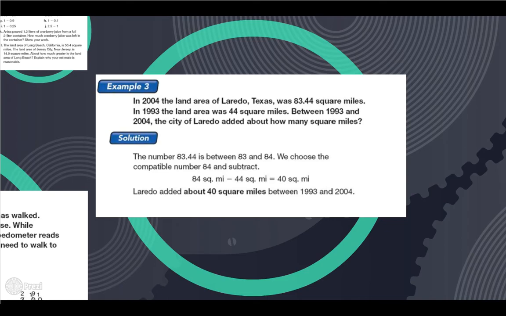Instead of doing that, it says about. That's a key word. Make sure that you read your word problems carefully, because we're going to round this. We're going to use compatible numbers. If we round, this would be 83, but let's round this to 84 instead, because we have a 4 here, so it'd be easier to do our subtraction in our head if it was 84 minus 44. That equals 40, and remember, area is always squared, so it's 40 square miles.